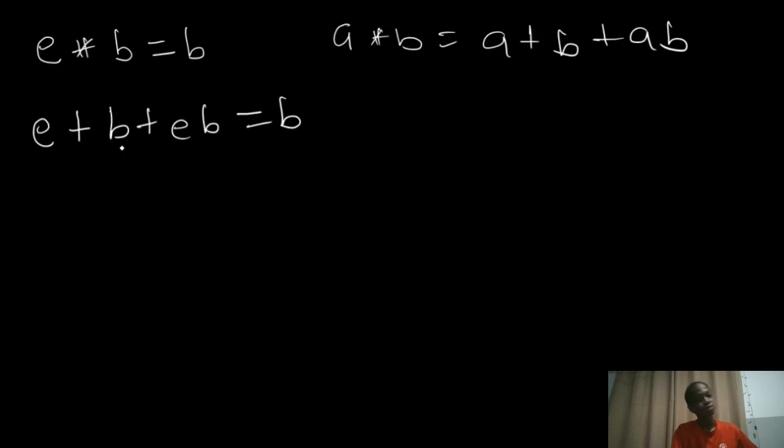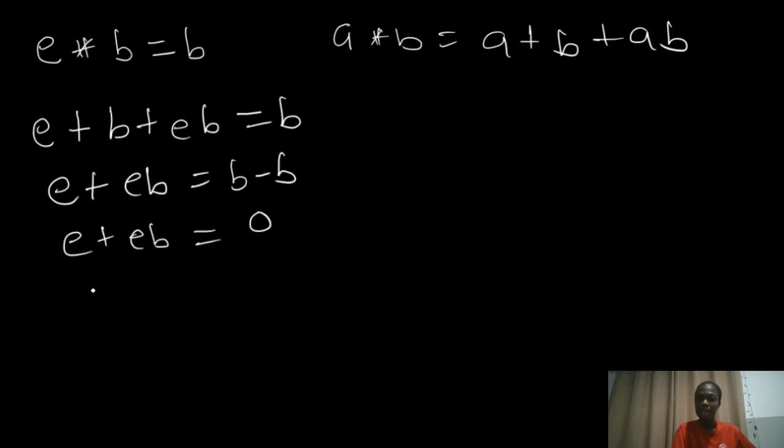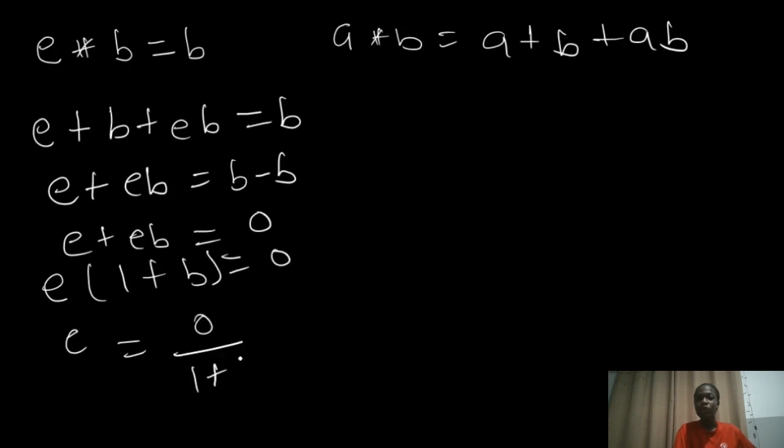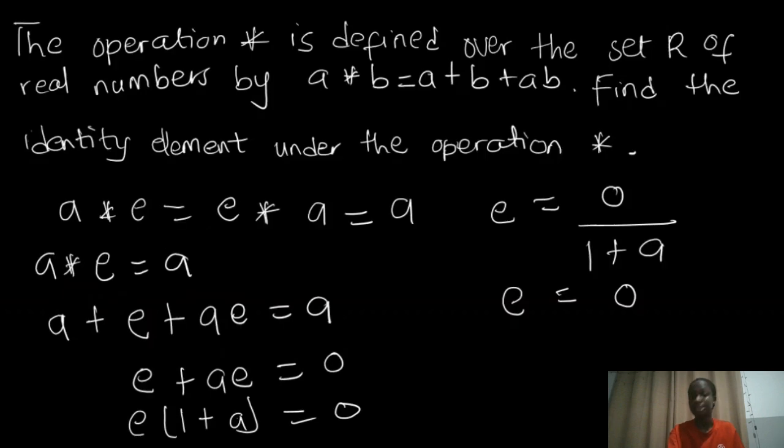I'm going to make E the subject. So I'll group like terms. E plus EB is equal to B minus B. E plus EB is equal to 0. When I factorize E outside, I get 1 plus B, which is equal to 0. So E is equal to 0 over 1 plus B. Then 0 over any number is 0. So from here, we've gotten our identity element to be 0. When we tried making B rather the identity element from here too, we are getting 0.